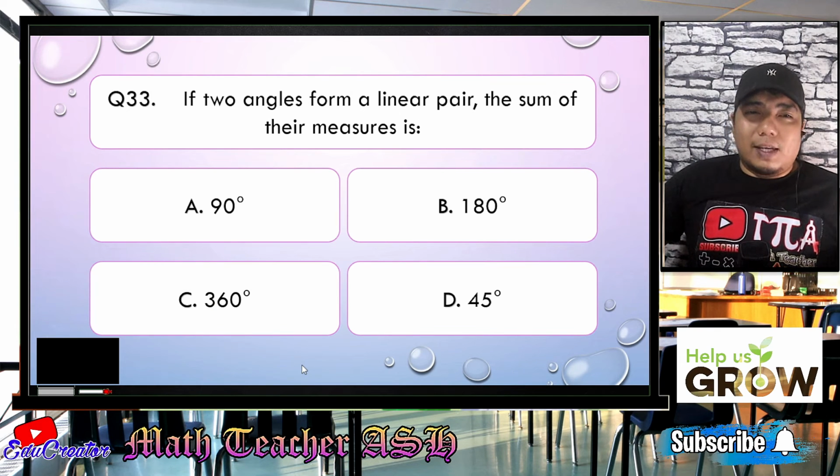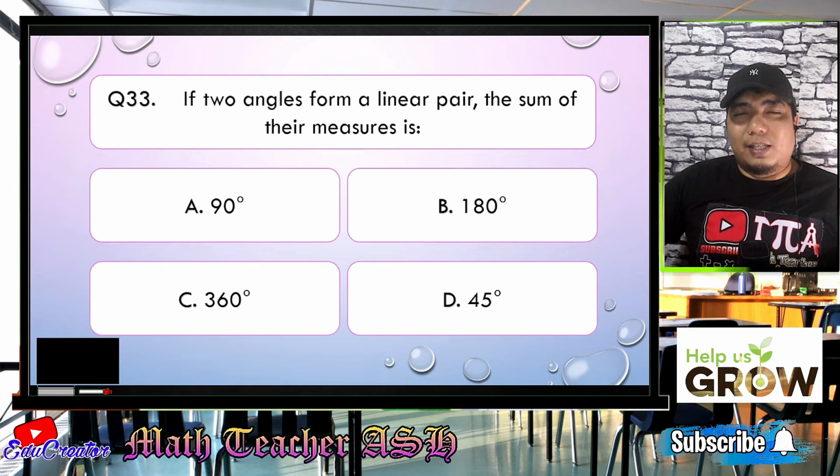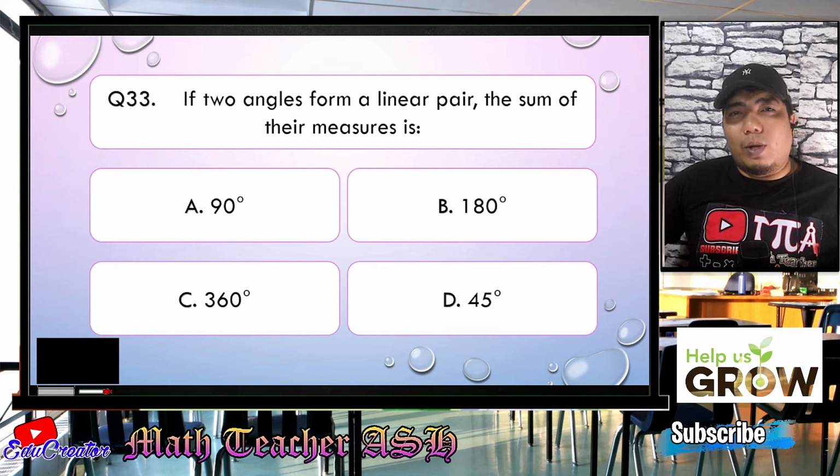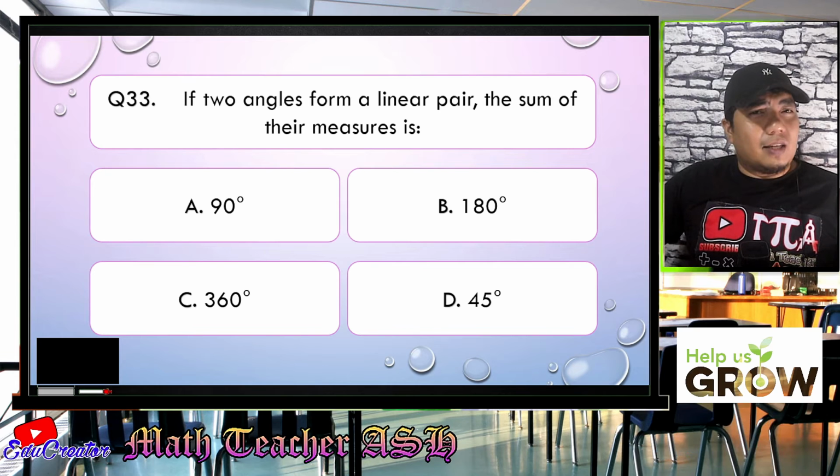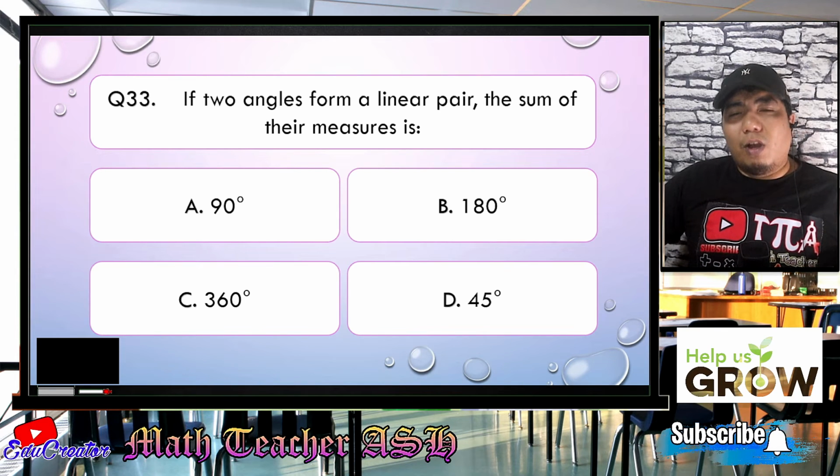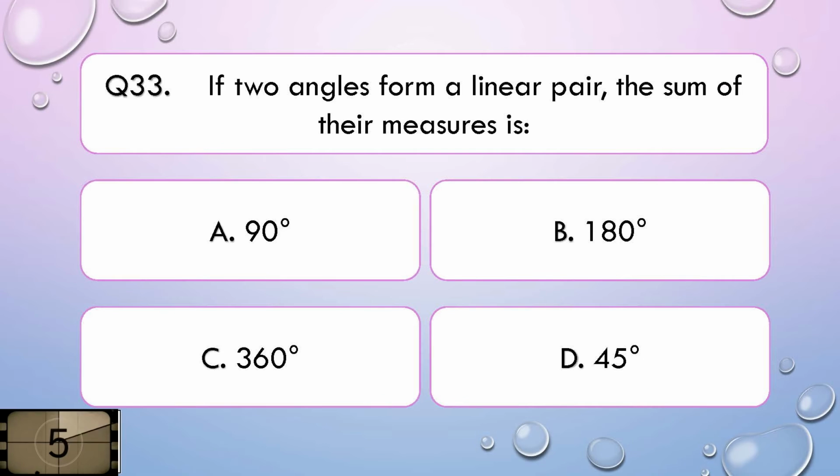If two angles form a linear pair, the sum of their measures is it A, 90 degrees, B, 180 degrees, C, 360 degrees, or letter D, 45 degrees? I'll give you 5 seconds to think about your answer.